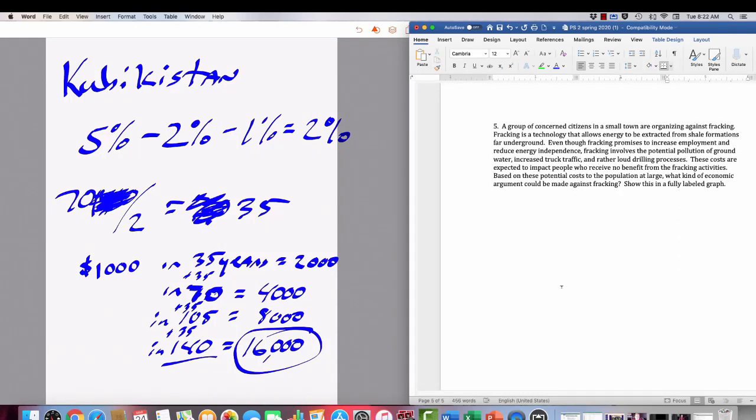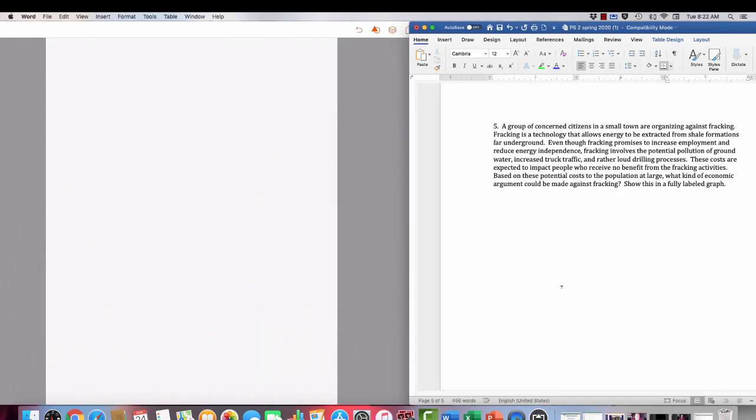Now, finally, we are at the last question, and it's talking about a group of concerned citizens in a small town. They're organized against fracking. Even though fracking promises to increase employment and energy independence, fracking involves potential pollution of the groundwater, truck traffic, and loud drilling processes, and these are costs. So here's the first thing you want to pay attention to. These are costs expected to impact people who receive no benefit from the fracking activity.